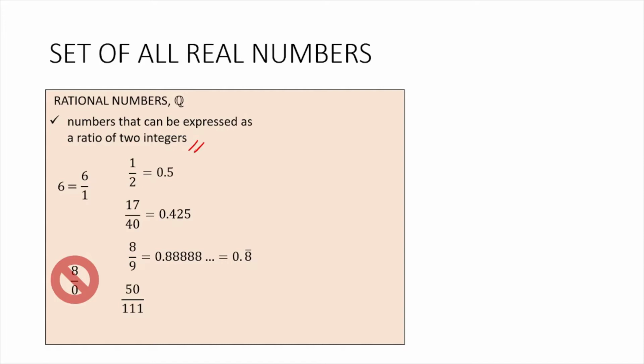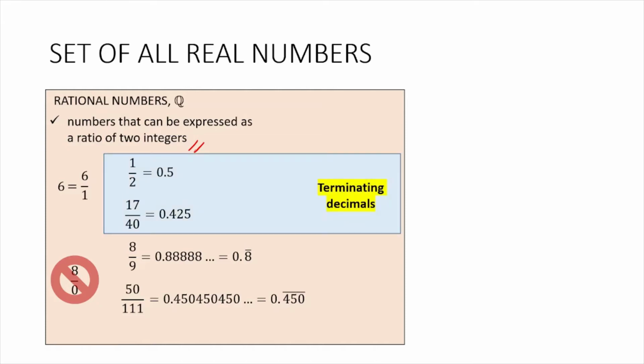And then 50/111 is 0.450, 450, 450, so on and so forth. Or we can just simply say it's 0.450 repeating. Okay, the first two are what we call terminating decimals, because there is a stopping point, if you will. Meaning the numbers stop at a point, and they do not go on and on, or continue infinitely like the other two decimal numbers.